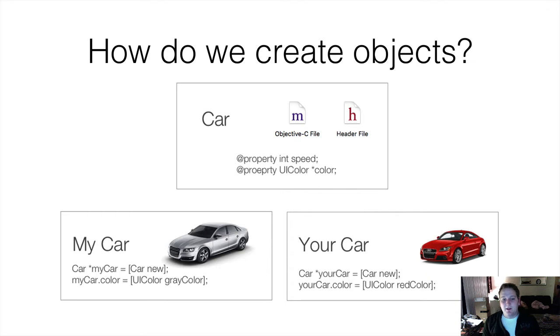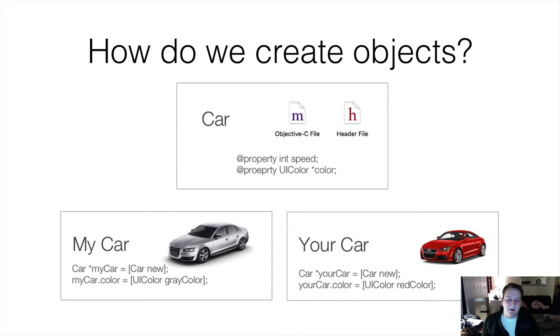So you'll notice one thing here, that the property is called UIColor. UIColor is actually an object itself. So objects can have other objects as properties. It can have methods that make other objects. Really, it's just a way of grouping all the functionality of a car into these two files, the .h and .m, and then we can reuse it wherever we want.